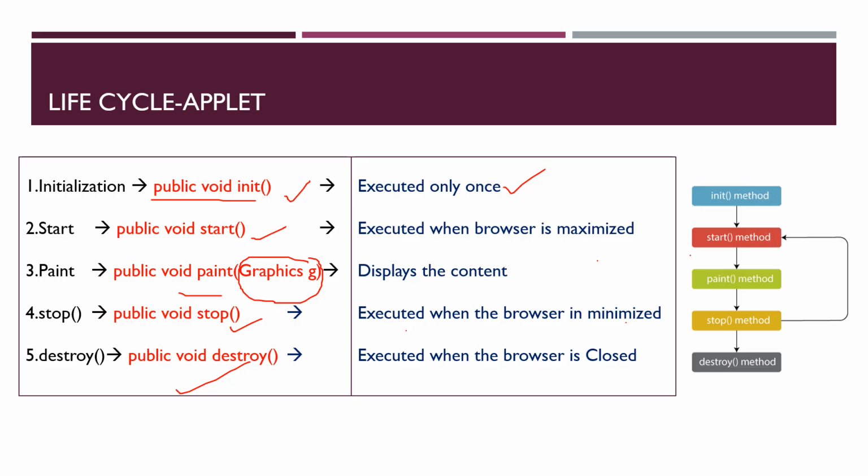The applet can switch between the start and stop methods, that is running and idle, multiple times as the user interacts with the page. But once the destroy method is called, the applet is permanently removed and cannot be restarted. These are all about the life cycle of an applet.